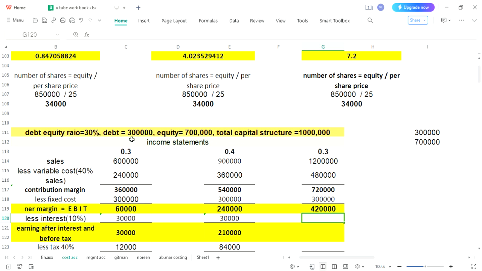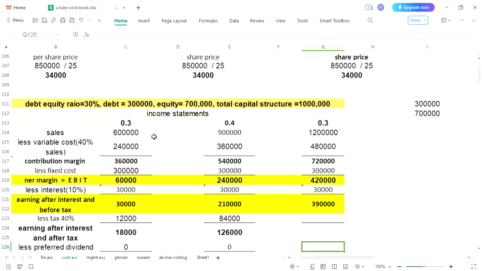Look, debt in this case is 3 lakh, and 10% rate is given in our question. So we have got 30,000 amount of interest, after which we calculate earning after interest by subtracting the amount of interest from EBIT. 4,20,000 EBIT, subtract interest 30,000. So we have got earning after interest.